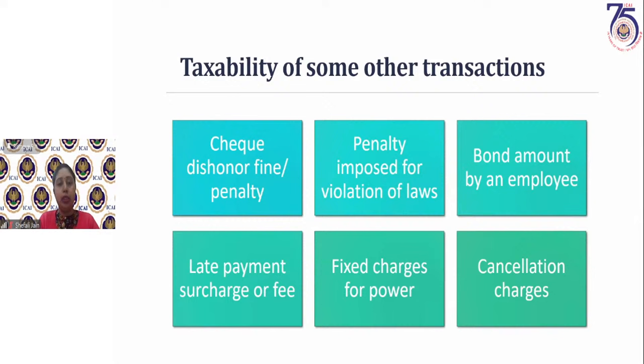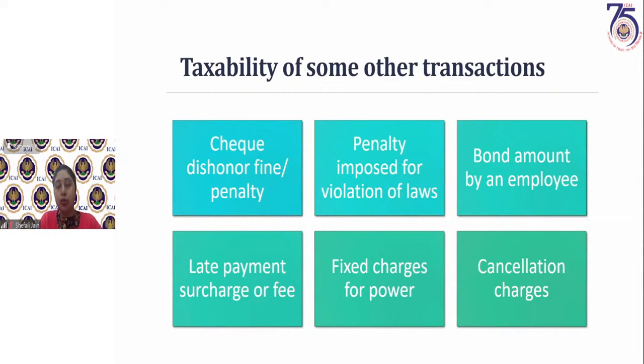Next is fixed charges for power. Now these power generating companies charge the state electricity boards, and state electricity boards also charge the individual customers. Two types of charges they take. One is the fixed charges for power, another is the variable charges. Fixed charges are not related to the units which a person is consuming or the units which a state electricity board is actually consuming.